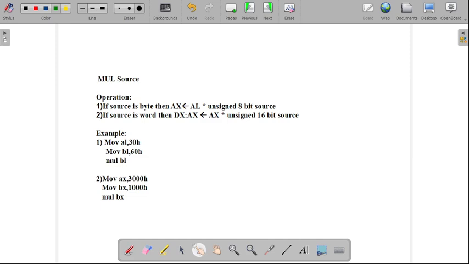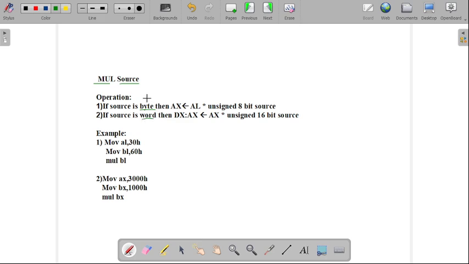In this video, I am going to explain how the MUL instruction will be executed. So MUL and the source that is given in that instruction. Whenever we are using the MUL instruction, it is used for multiplication of two registers. Here we have to check if the source is byte or word.